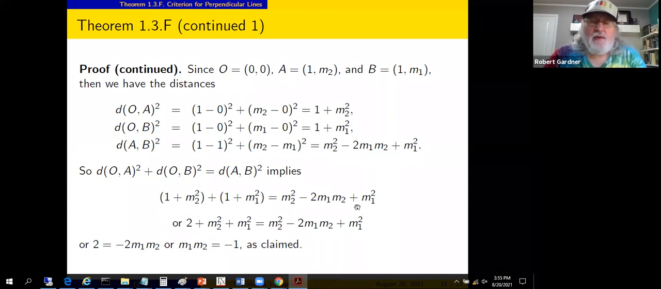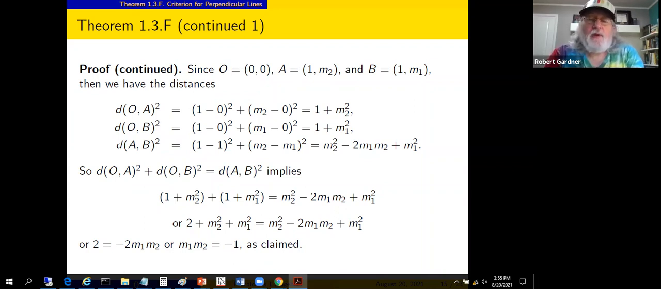Right-hand side, oh, we can cancel some stuff. Let's see, there's an m sub 2 squared on this side and that side. There's an m sub 1 squared on both sides. Subtract those out. That'll leave you with a 2 on the left-hand side and a negative 2 m1 m2 on the right-hand side. Divide both sides by negative 2. We'll be left with m1 m2 on one side and negative 1 on the other side. m1 times m sub 2 equals negative 1. That's what we were trying to show.